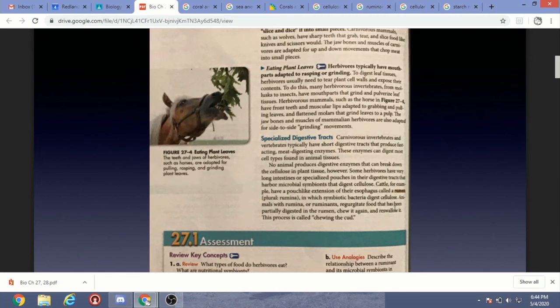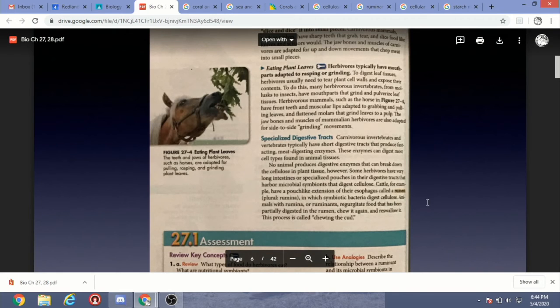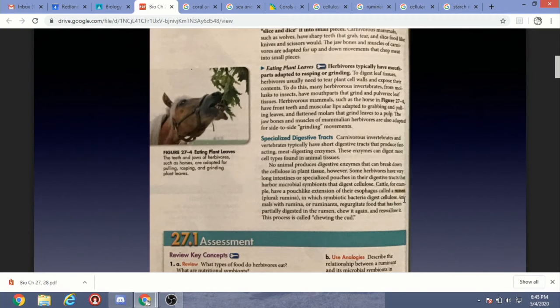Has anybody ever heard of how a cow has 4 stomachs? Or has a rumen, and they chew their cud. They regurgitate their food and then chew it and swallow it again. Why do they do that? Why do they have 4 stomachs? Why do they have a rumen?